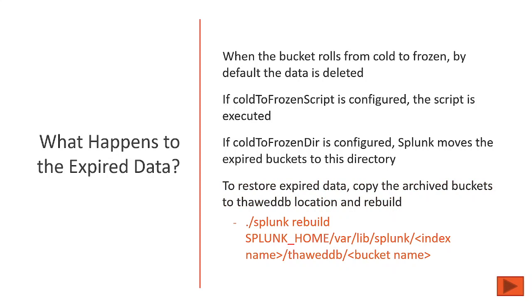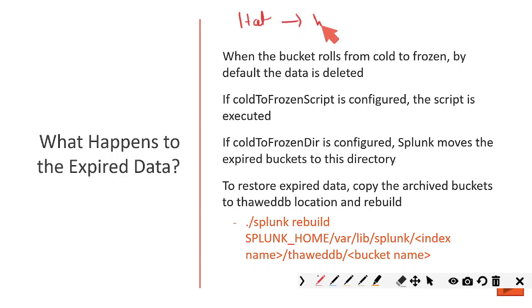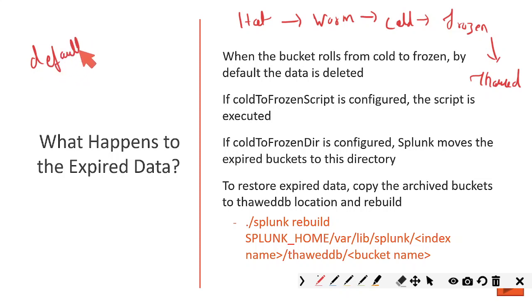Now I will take an opportunity to discuss this. As you know, data is rolled from the hot bucket to the warm bucket, then to the cold bucket, then to the frozen bucket, and then to the thawed bucket, right? So this is the normal flow. We can also configure the cold frozen script. There are two ways I can configure what happens when data moves to the frozen buckets. By default, data is deleted once it is rolled from the cold to the frozen bucket. So this is the default behavior.